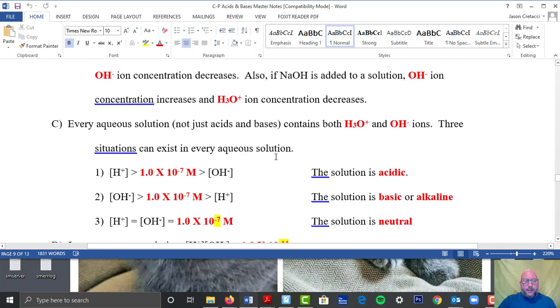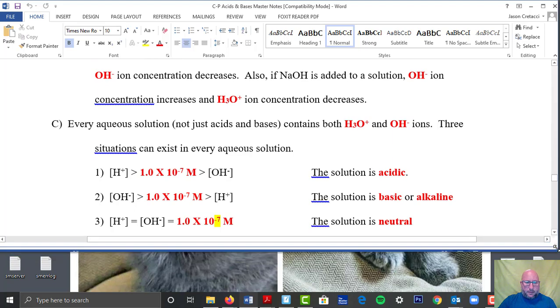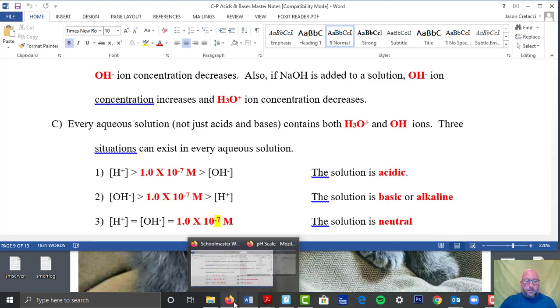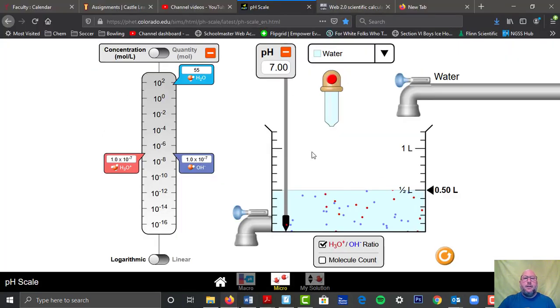Now, in every aqueous solution, you can have one of three possibilities. Either there's going to be more hydrogen than hydroxide, that makes it an acid, more hydroxide than hydrogen, that makes it a base, or there's going to be equal amounts, which is neutral. Again, going back to here, when they're in equal amounts, the pH is 7, and it's neutral.